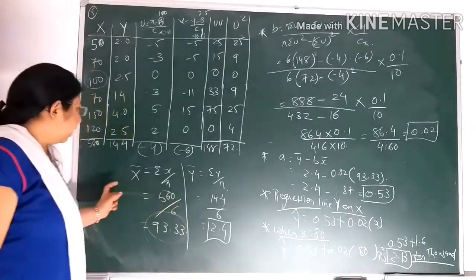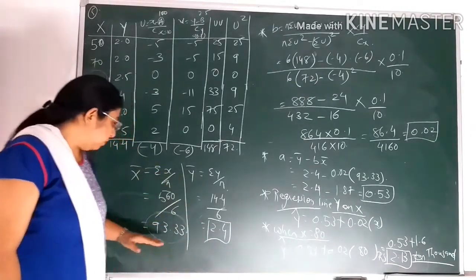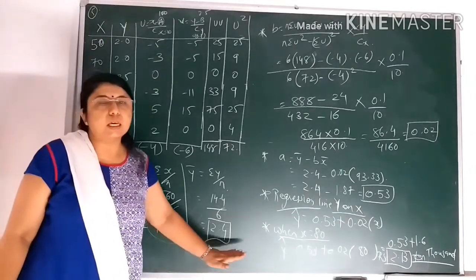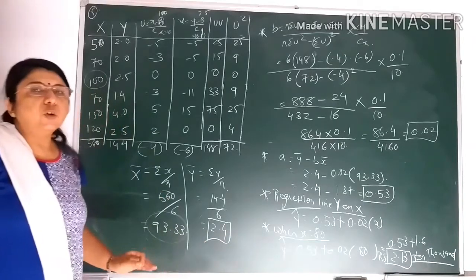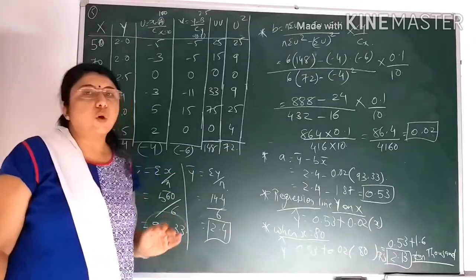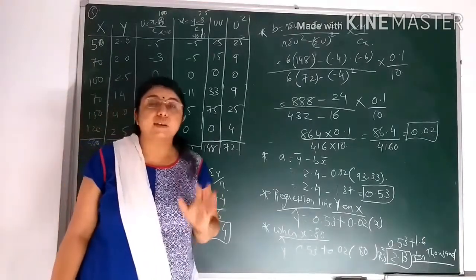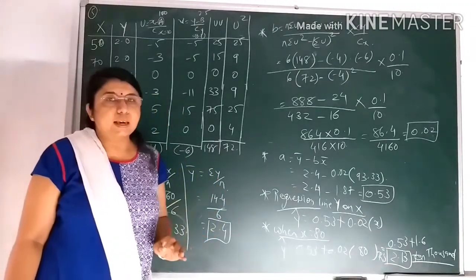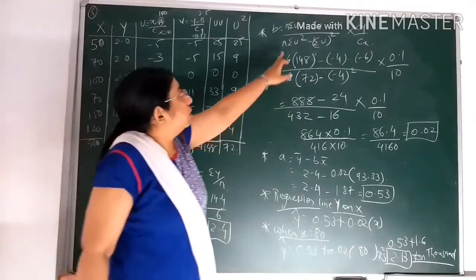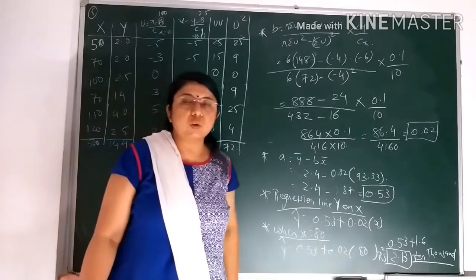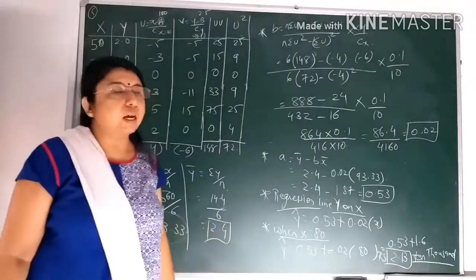Now after getting the values of X bar and Y bar, you can see they are not integers; they are coming in decimals. So when the values of X bar and Y bar are in decimals, we cannot apply the direct formula of N sigma XY. Instead, we apply the shortcut method, that is of UV. We already discussed this formula in the previous sum, in the last video lecture. You can revise from that also.